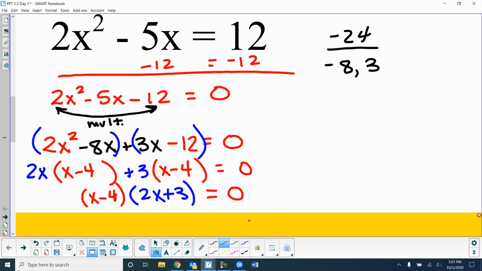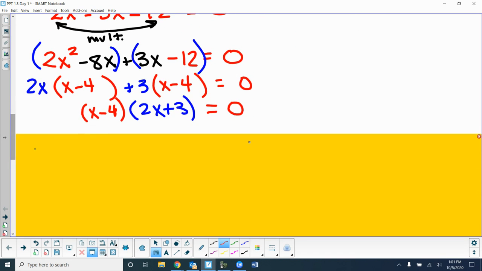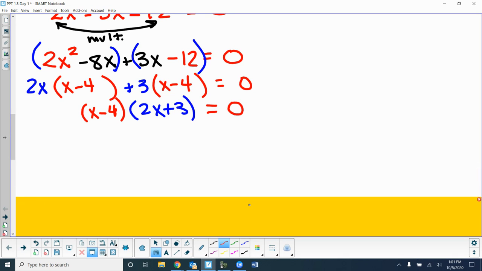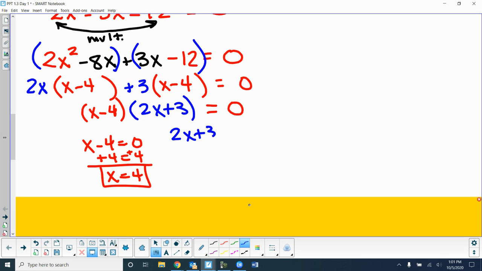So now we've got it factored, and then we set our factors equal to 0 to finish it up. So one answer is 4, and the other answer, right? And it's okay to get a fraction or decimal. Don't have to be whole numbers all the time. So there's our 2 answers, -3/2 and +4.